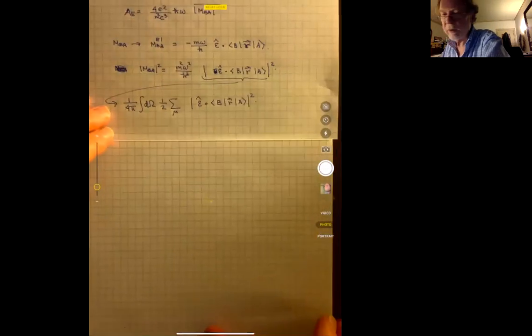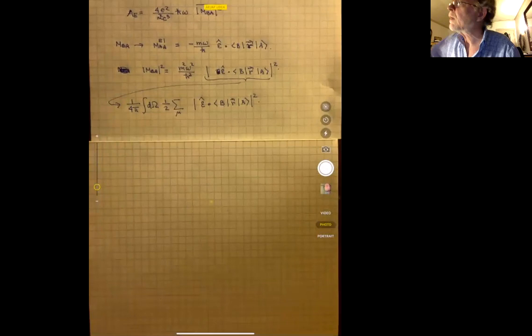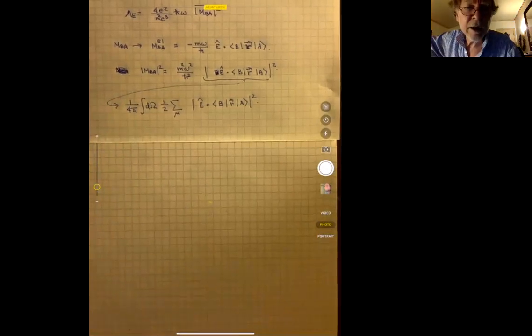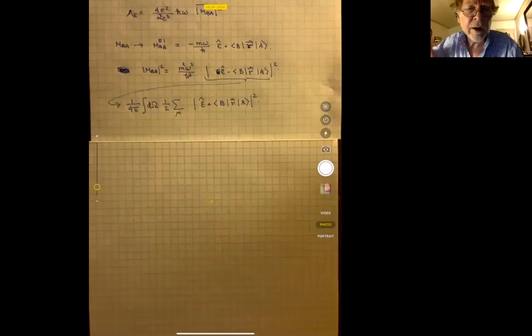So let's do it like this. Get the paper right. Let me press this thing to kind of focus it again. I think it got out of focus. All right, I hope that's an improvement.